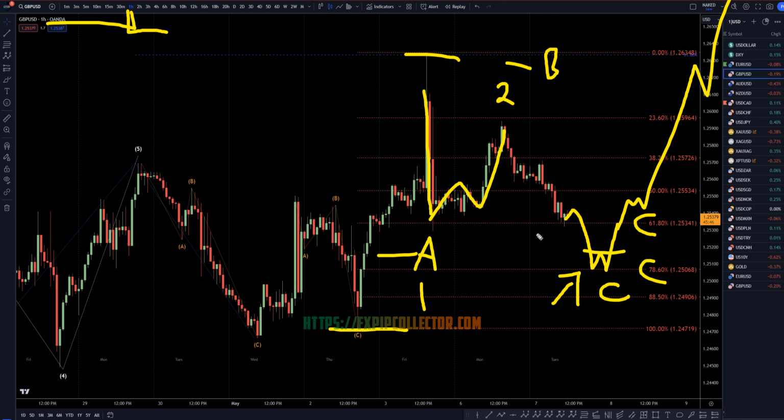I'm still looking at this as an ABC correction, but I would always label it as a 1, a 2, and a wave 3, just in case it does decide to turn into a wave 3. I will not be surprised by that at all.